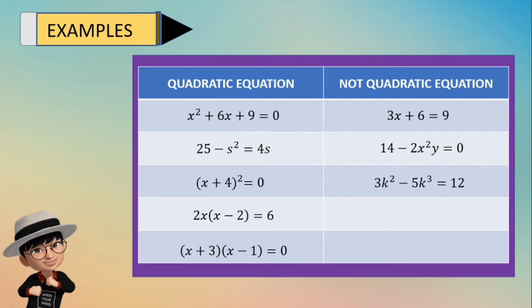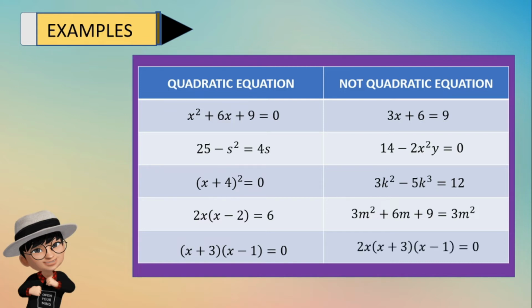Example number 8. 3k squared minus 5k cubed is equal to 12 is not quadratic because the degree is 3. Example number 9. 3m squared plus 6m plus 9 is equal to 3m squared. By combining similar terms, the result is 6m plus 9. Therefore, the equation is not quadratic.